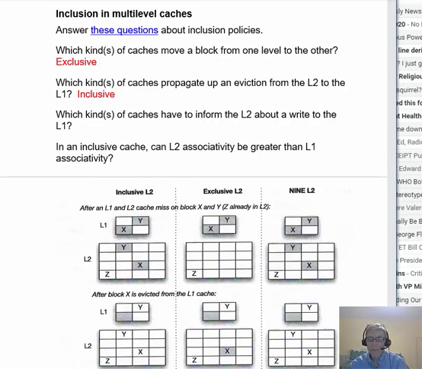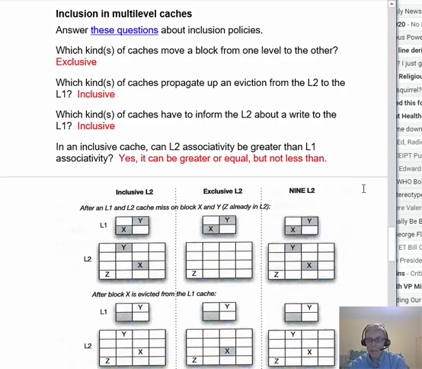Which kinds of caches have to inform the L2 about a write to the L1? Inclusive caches, because if a write is made to the L1, then that same data needs to be included in the L2. In an inclusive cache, can L2 associativity be greater than L1 associativity? It certainly can, but it can't be less than L1 associativity, or you wouldn't have room in the set in the L2 for everything that might get evicted from the L1.